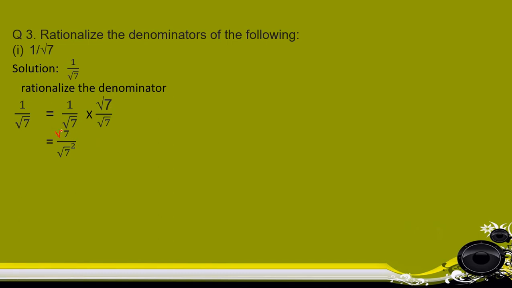1 into root 7 is root 7 upon root 7 into root 7, that is root 7 square. In the next step, we get root 7 upon 7. So here the quantity in the denominator is now in the form of an integer. So here we can say, by the rationalizing of the denominator, 1 upon root 7 is root 7 upon 7.